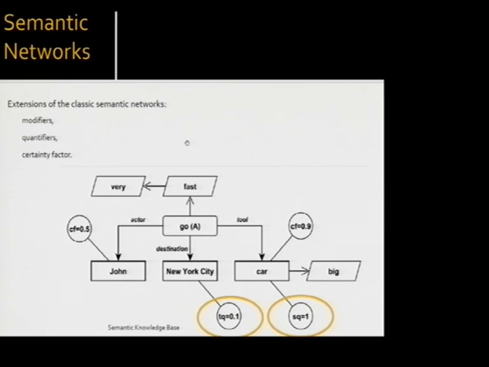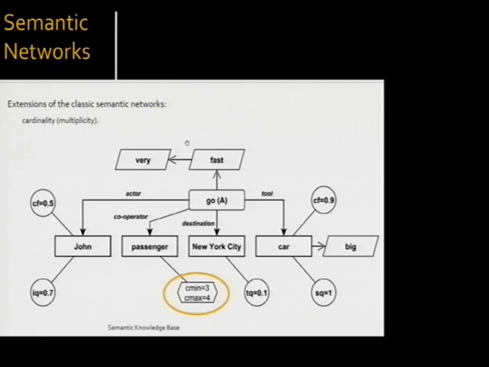So on this slide you can see that we use the quantifiers about New York and the car, and the certainty factor, but I'm not going to discuss it right here. And we can add multiplicity to this. So for example, we can say that he's going with passengers, and probably there are 3 or 4. So he can take 3, but maybe he's going with 4 passengers, who knows, but not less than 3.